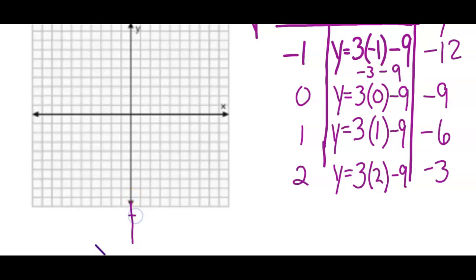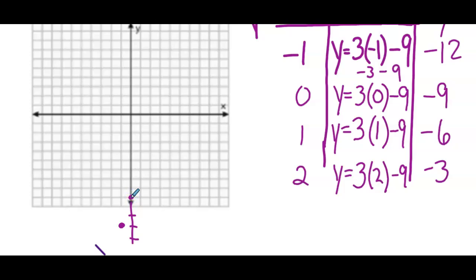So 1, 2, 3. All right. At -1, I'm going to go over to -1, and then I'm going to go down to 12, which would be right here. And I'm going to put a dot, because when x is -1, y is -12. When x is 0, y is -9. So go over 0 and down 9. Put a dot.